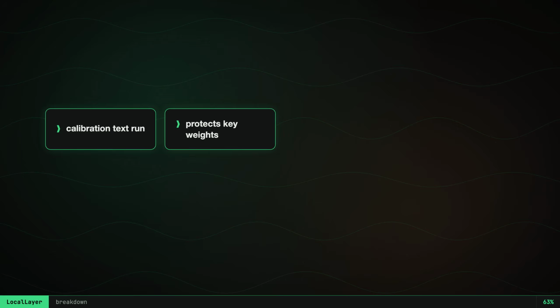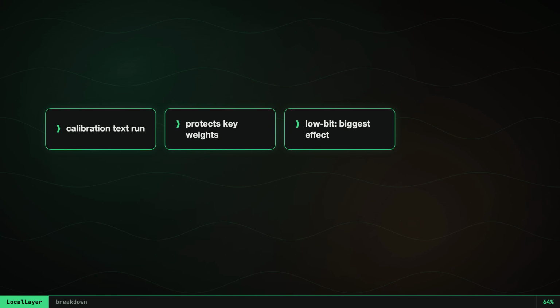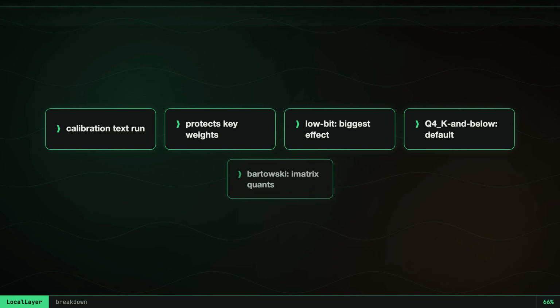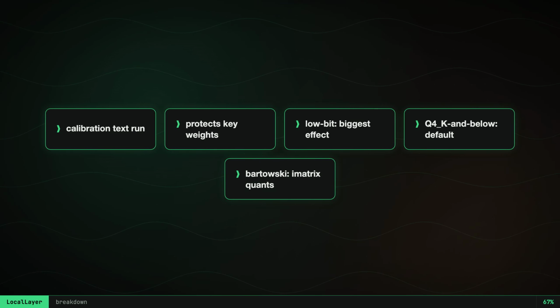Run the unquantized model over calibration text. Record which weights actually move the output. That's your matrix. The quantizer steers rounding error away from the weights that matter most instead of every weight in a block. The effect is biggest at low bit counts, so virtually every serious Q4_K and below GGUF ships with one now. Bartowski's own repos are literally labeled llama-imatrix quantizations.